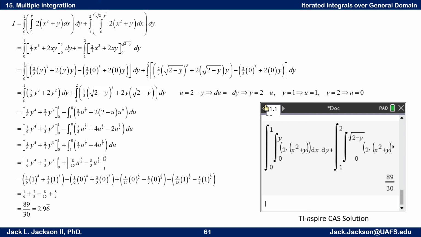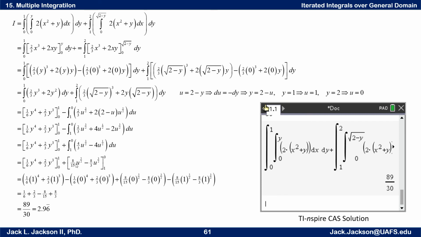And now we're ready to evaluate that from u equals 1 to u equals 0. These are u values. Over here on the first one, these are y values, excuse me, from 0 to 1. So now let's evaluate. So we take this formula here, 1/6 y to the 4th plus 2/3 y to the 3rd. We want to evaluate from 0 to 1. We put in a 1 minus, we put in a 0. Let's just look at that part a minute. 1 to any power is 1, so this is 1/6 plus 2/3 and then minus 0.